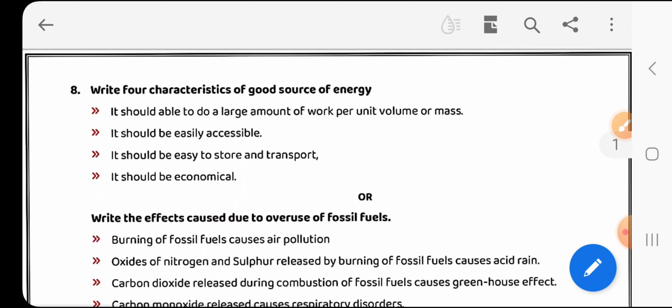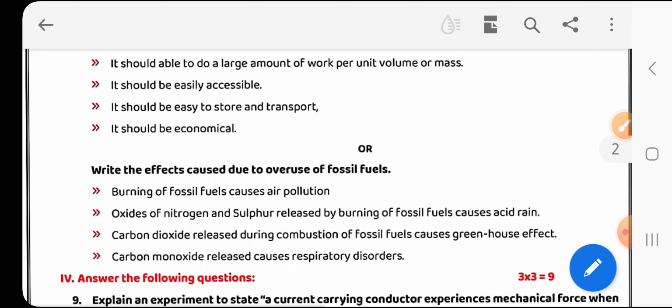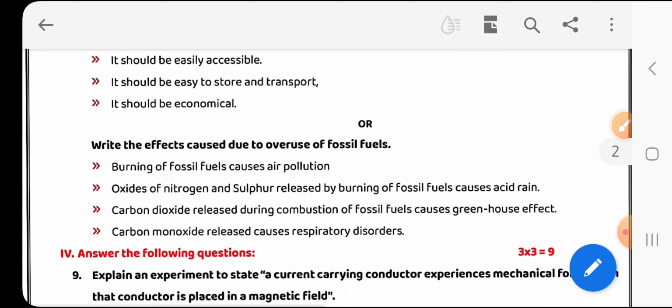Write 4 characteristics of a good source of energy. It should be able to do a large amount of work per unit volume or mass. It should be easily accessible. It should be easy to store and transport. It should be economical.